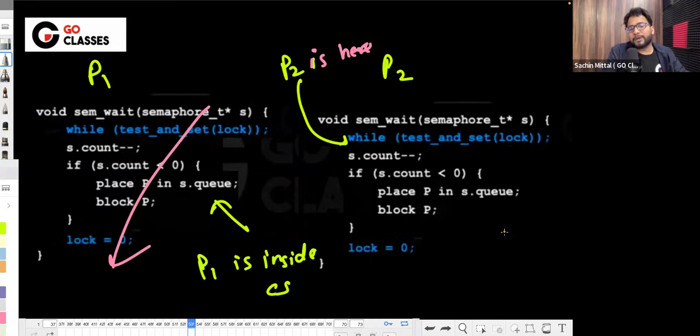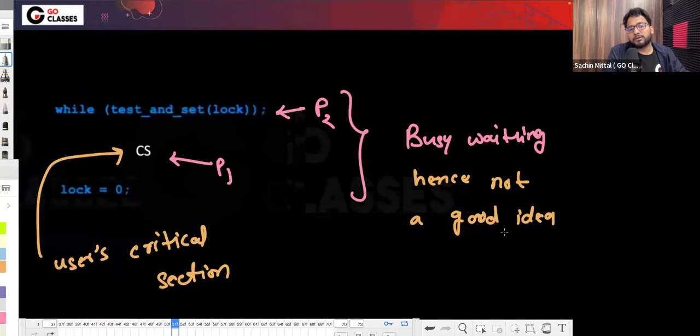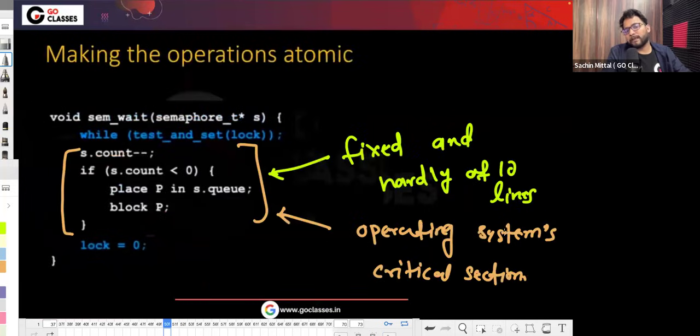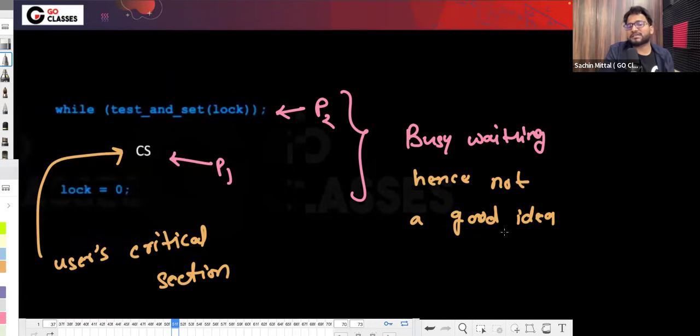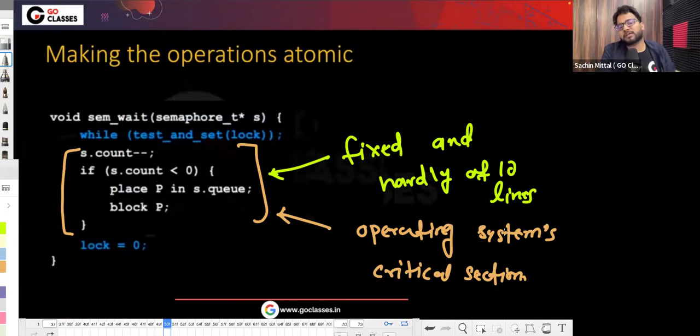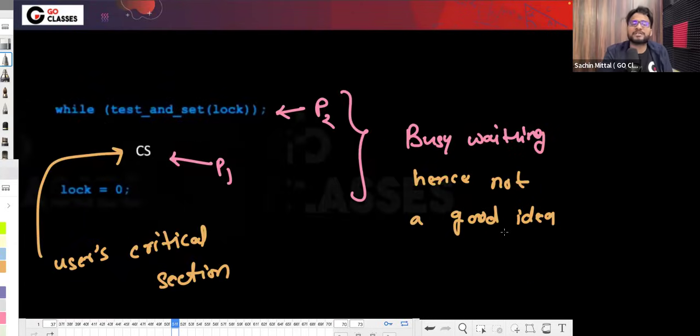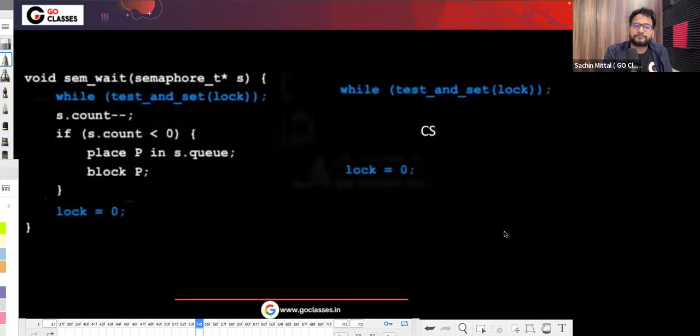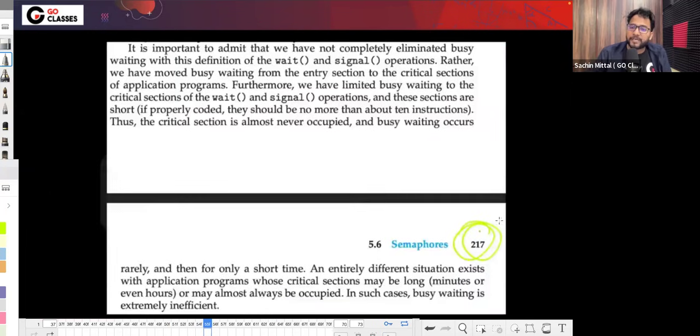So P and V are implemented using test and set only. Basically we are making them atomic using test and set or some hardware support. It's just that we are not directly taking the test and set for the user's critical section. We are moving the test and set to the operating system's critical section. In fact, the same thing is given in Galvin. If you check Galvin at page number 217, you will see the same thing.